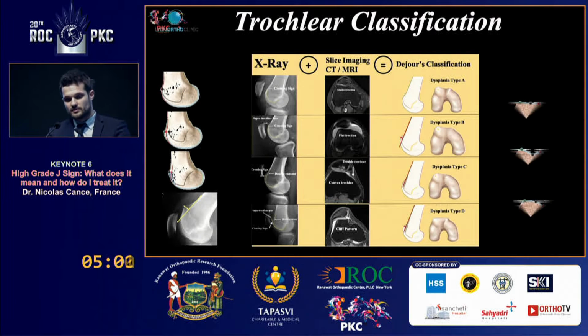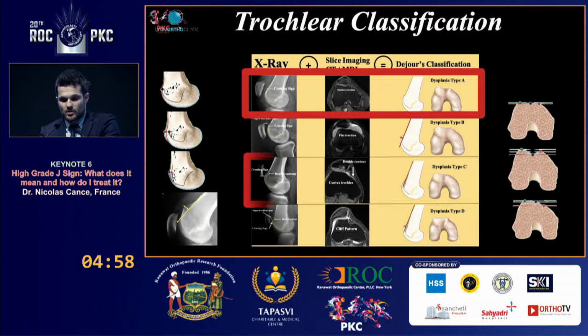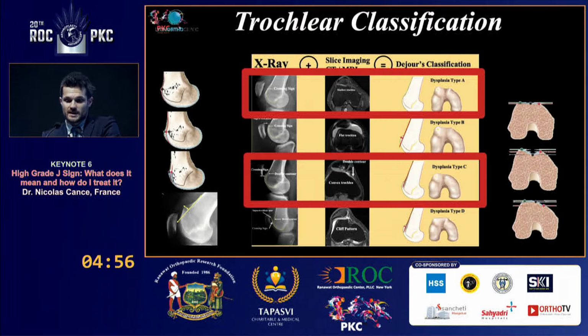So once you have looked at all your risk factors for patellar instability on your trochlea, you can classify your trochlea. Here you are going to see type A and C of trochlear dysplasia, so we'll find only crossing sign and double contour. We can't have a bump because we do not have high-grade trochlear dysplasia.